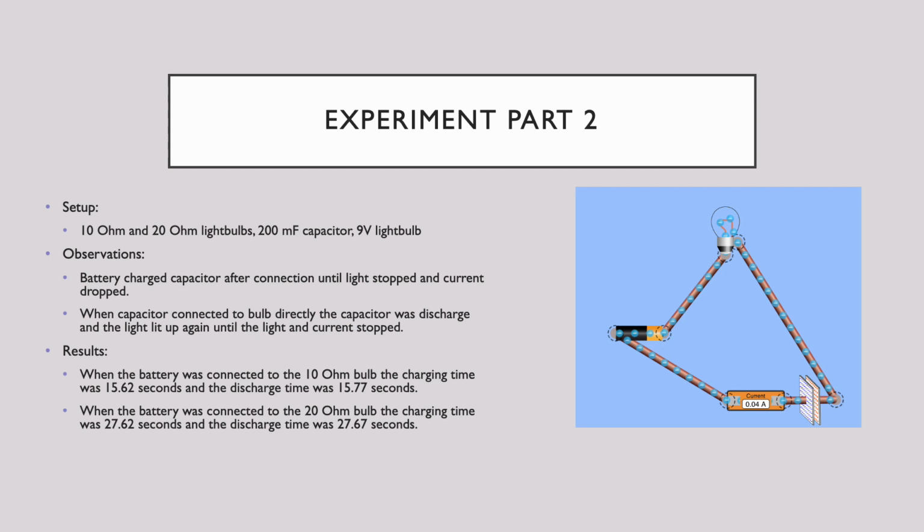So the results were that when the battery was connected to the 10 ohm light bulb, the charging time was 15.62 seconds and the discharge time was 15.77 seconds. And for the 20 ohm light bulb, it was 27.62 seconds and 27.67 seconds.